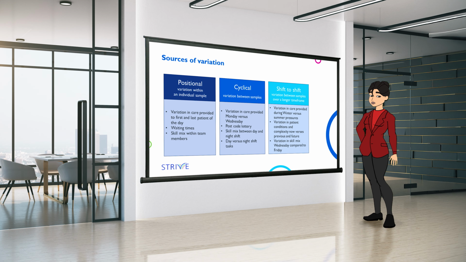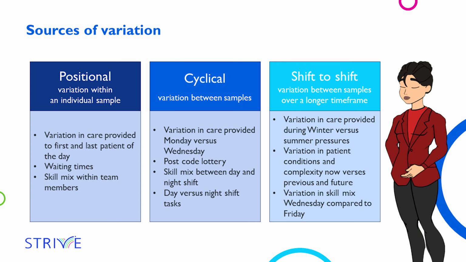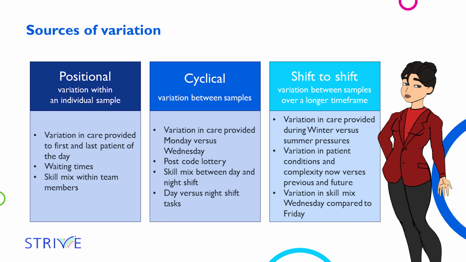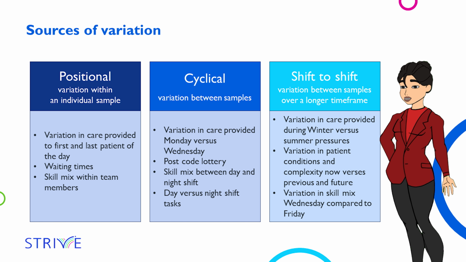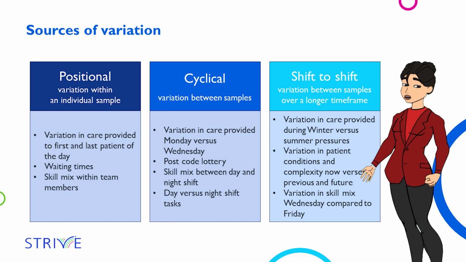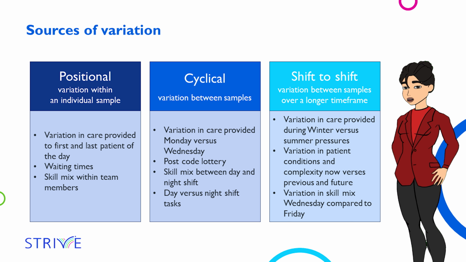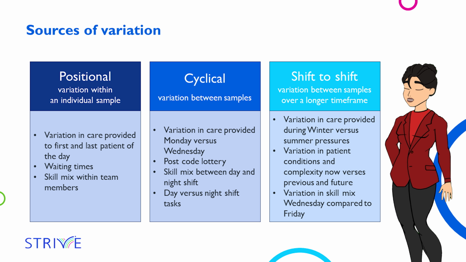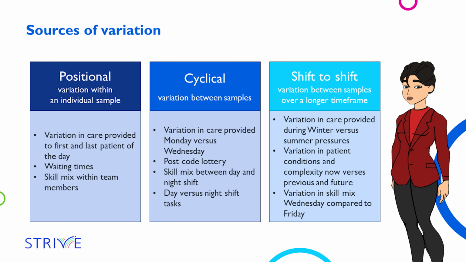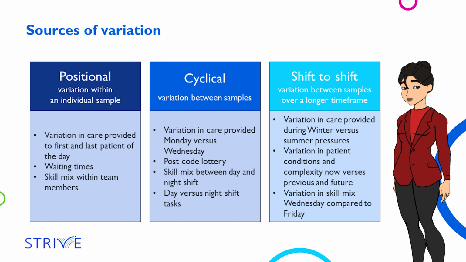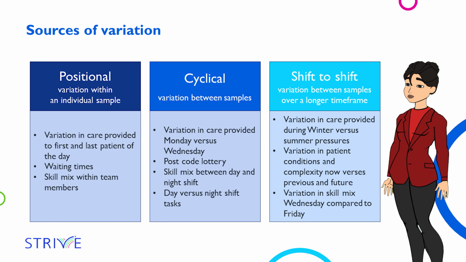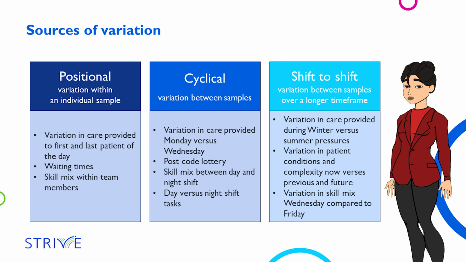Let's consider the three different sources of variation. Positional variation is where there is variation within an individual sample. Put simply, if I were making cookies, I might find that the cookies at the back of the oven were well done in comparison to those at the front of the oven. In healthcare, we can think of this as variation in care between the first patient of the day and the last patient of the day. For example, is more time spent with patients at the beginning of the day? Are patients at the end of the day more likely to be cancelled or rushed through their appointment?